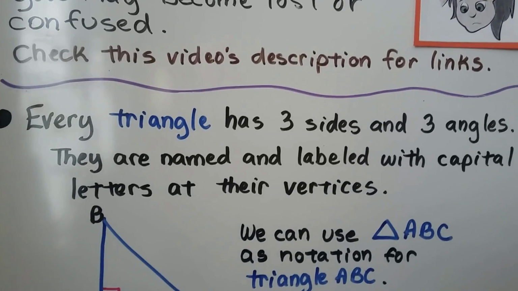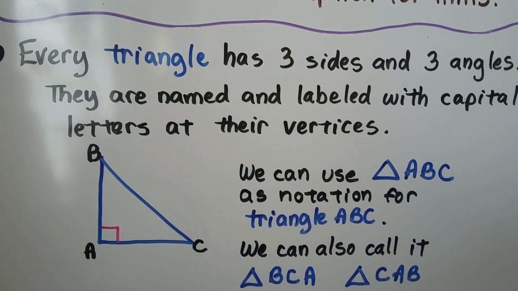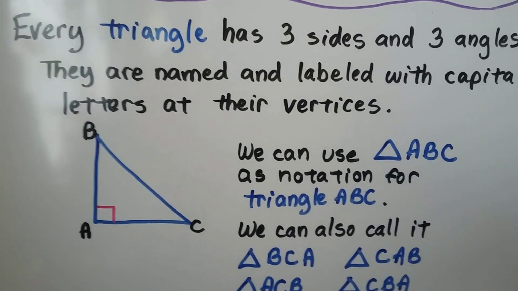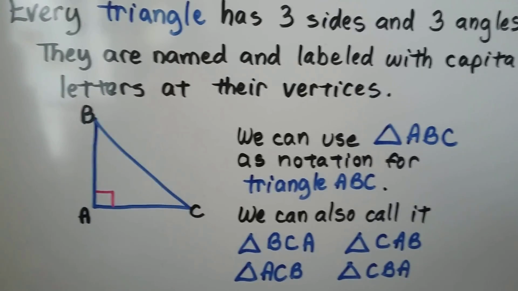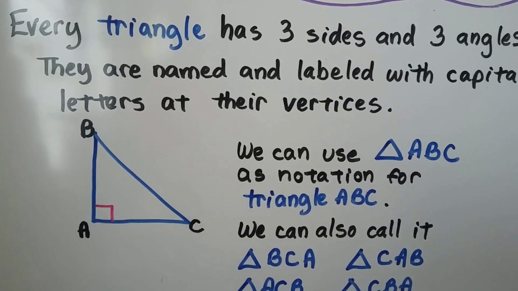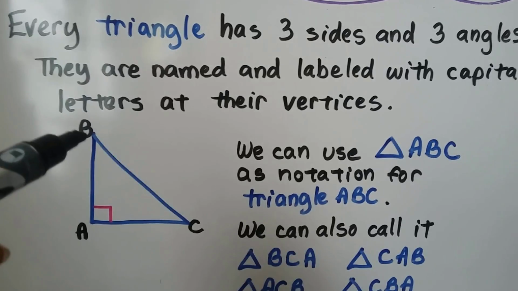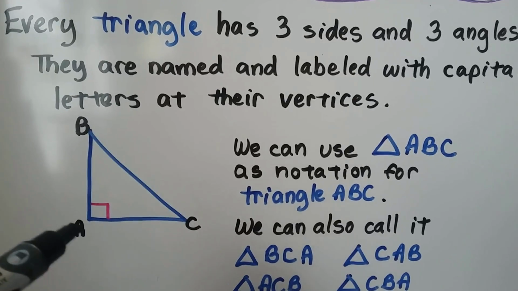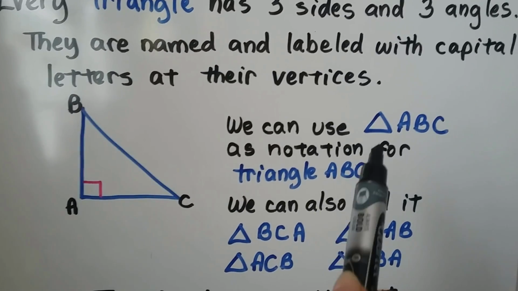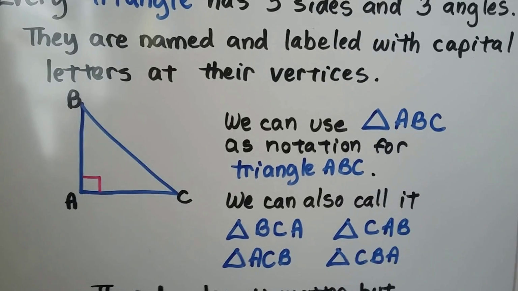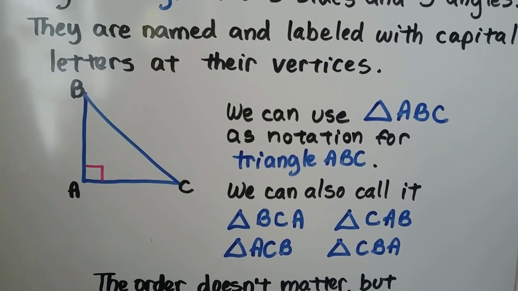Every triangle has 3 sides and 3 angles. And they're named and labeled with capital letters at their vertices. So see the vertex here, A, and the vertex B and the vertex C? And we can use this little triangle symbol, an ABC, as notation for triangle ABC.